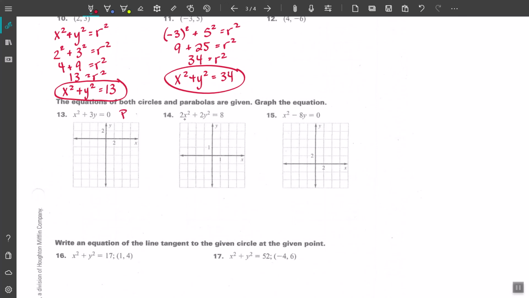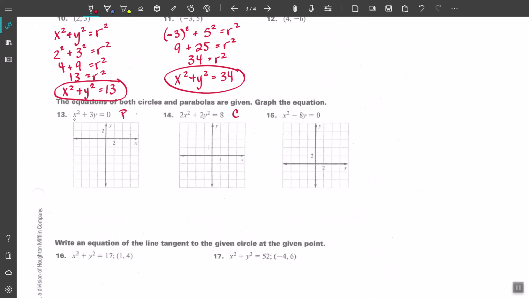This one in 14, we have an x squared and we have a y squared. So that means this one is going to be a circle. So if we go back over here to number 13, we have to think about the steps we had to follow in order to graph a parabola. And the first one was to make sure that we have solved for the squared term.